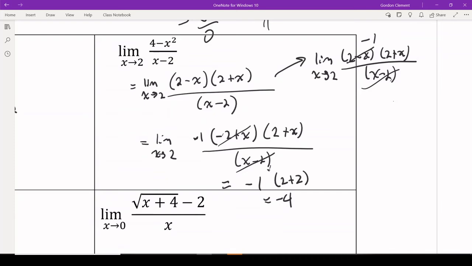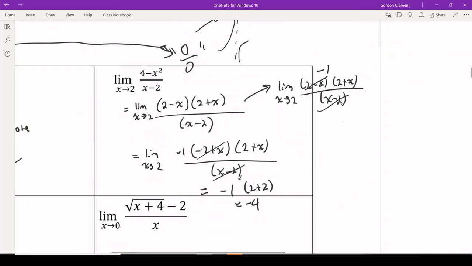So you can show this step in 2 ways. You can factor out a negative, or you can just cancel and drop a negative 1 if you're comfortable with that. Okay, so that limit does exist, and it is -4. Any questions on that one?